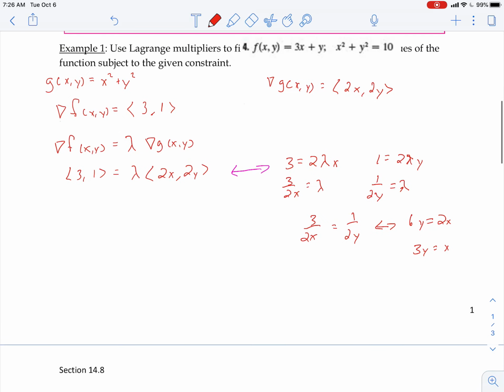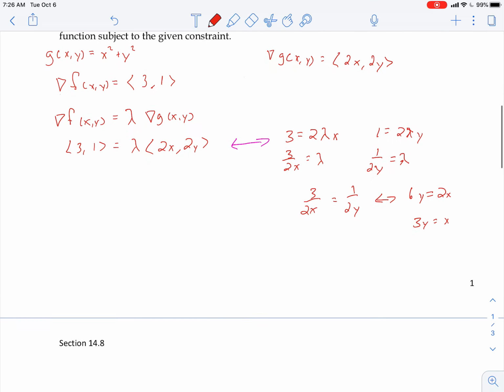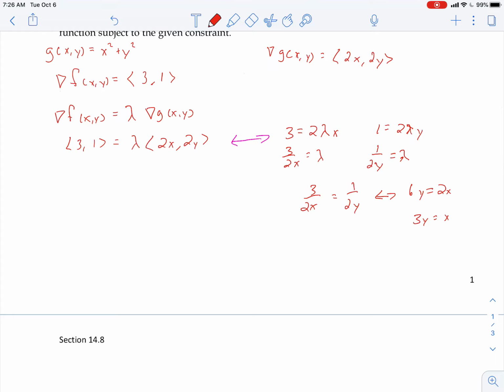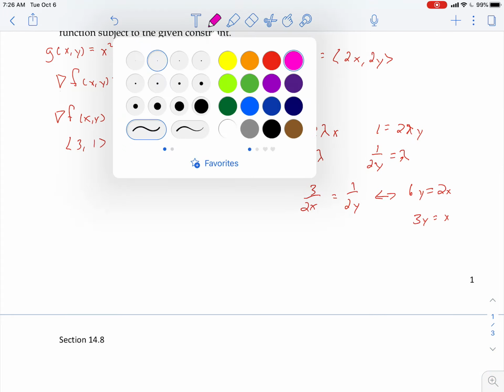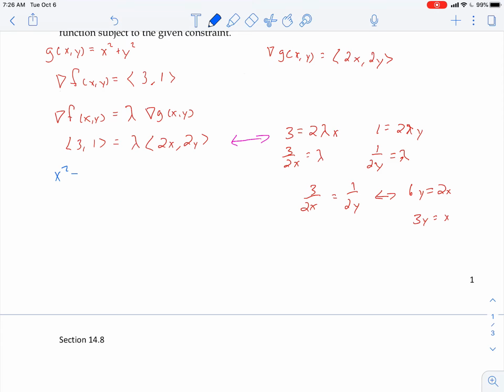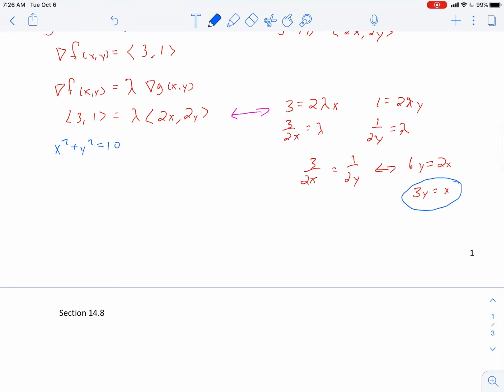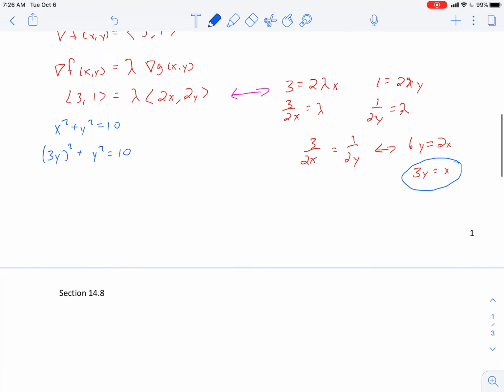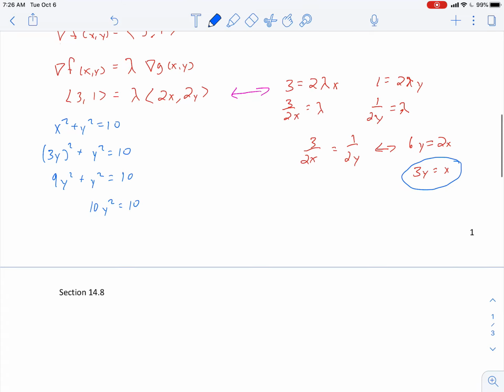Our constraint was x squared plus y squared equals 10. So I'm going to go to x squared plus y squared equals 10, and plug in 3y equals x. So for x, I'm going to say 3y. So 3y squared plus y squared equals 10. And so 3y squared is going to be 9y squared plus y squared. That's going to equal 10. So 10y squared equals 10. Divide both sides by 10.